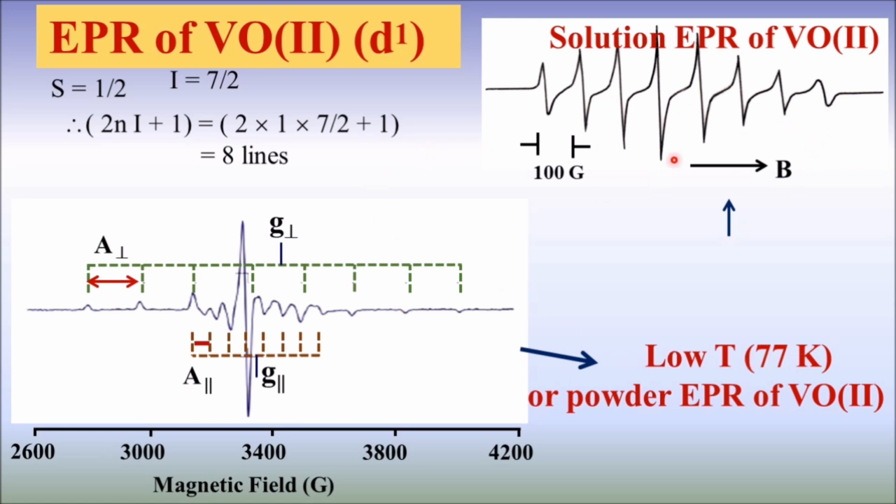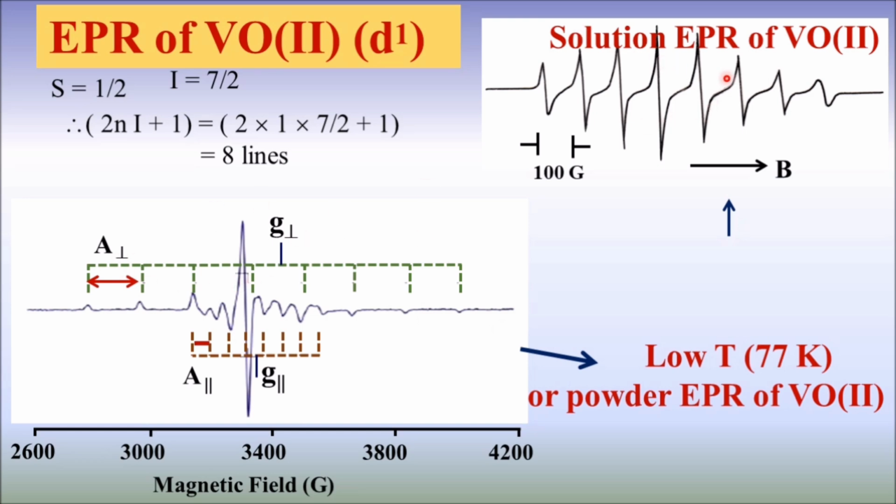At low temperature, the same solution gives, since it is also a tetragonal complex, g parallel and g perpendicular. You see g parallel, g perpendicular, similar to the copper complex, and A parallel, A perpendicular. For powder, low temperature EPR, all the orientations are possible. So you will get the magnetic field perpendicular to the tetragonal elongation axis, the x-axis, y-axis perpendicular. So you will get g parallel, g perpendicular.